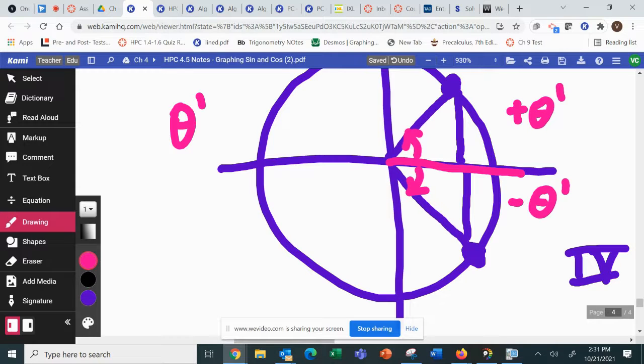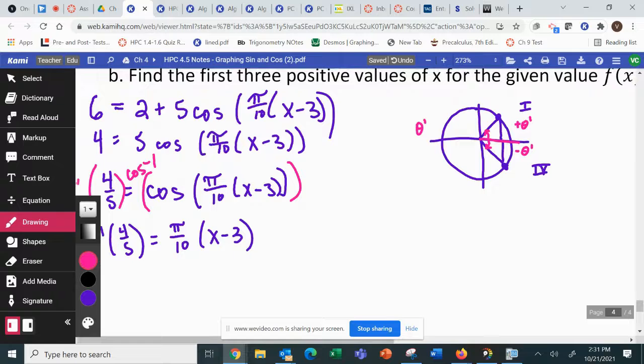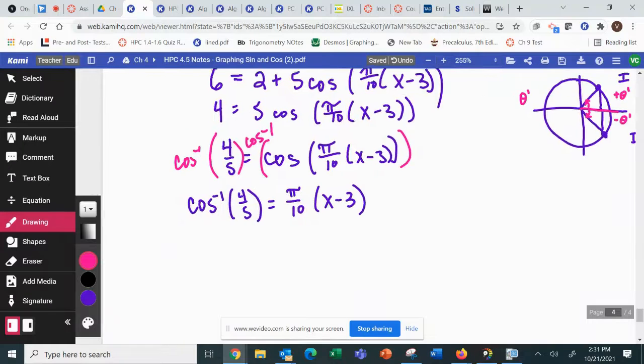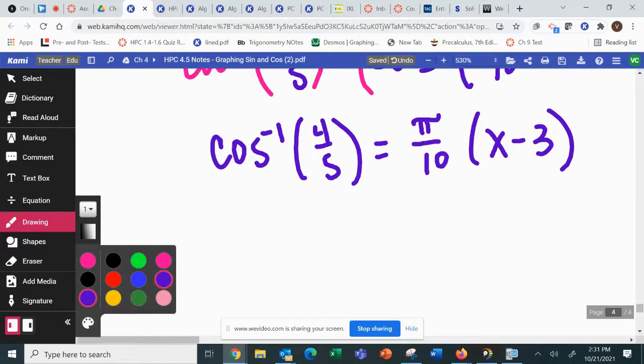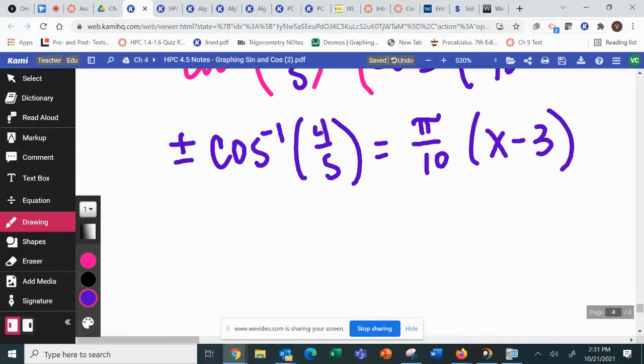All right, so what I'm going to do in my equation so I can find both a positive and a negative is when I do cosine inverse, I'm going to put a plus minus in front of it. So that's how I'm going to get a positive theta and a negative theta. So I could at this moment type in my calculator cosine inverse 4/5 or negative cosine inverse 4/5, and I would get a positive answer and a negative answer. And then I would still have to do stuff to that answer to get x by itself.